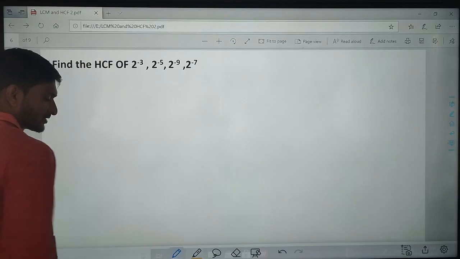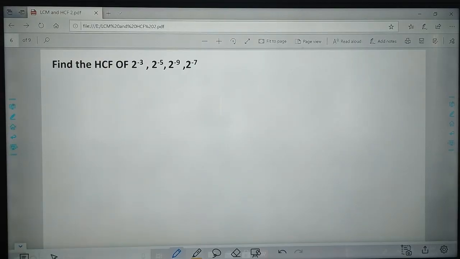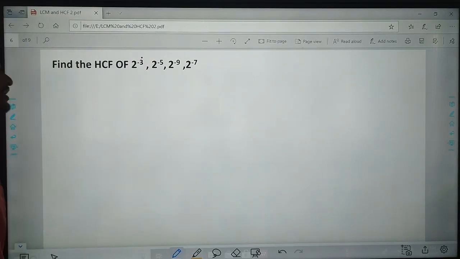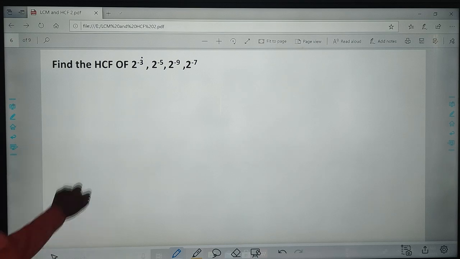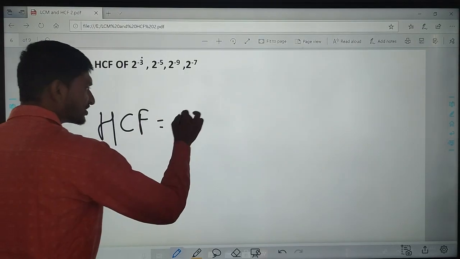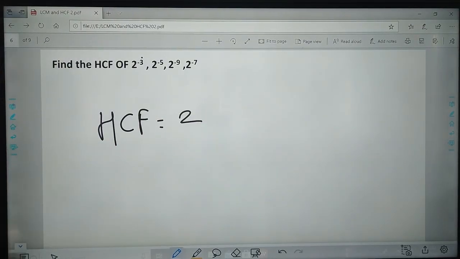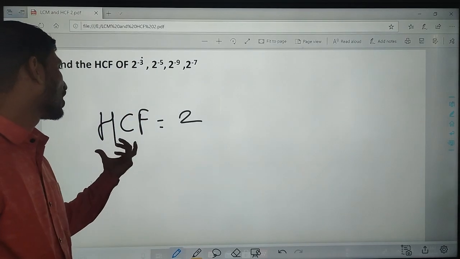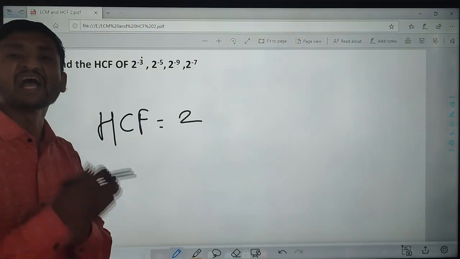This is important. Here we find the HCF of 2 raised to minus 3, 2 raised to minus 5, 2 raised to minus 9, 2 raised to minus 7. Here the degree is minus. Then your base is 2. If your degree is negative, then for HCF we take the highest degree.